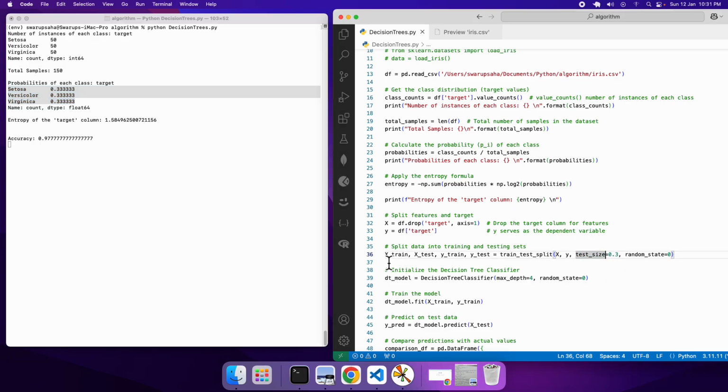This will be split into 4 different references. X train is going to hold the independent features. Similarly, X test will be holding the independent features. Remember, X train will have 105 instances, and X test is going to have 45 instances. Similarly, Y train is going to be your dependent feature, that is 105, and Y test is going to be another dependent feature, which is 45. So X train and Y train together are 105, and X test and Y test are 45, since I have gone for a test size of 30%.